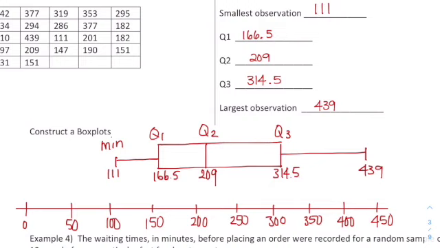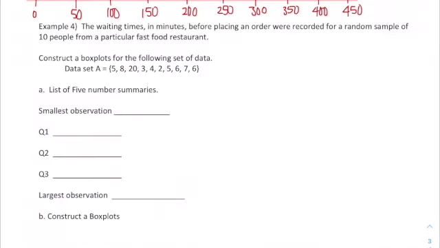Any questions, please let me know. Anything that's not clear. Please try example number 4 for yourself, okay? And then come back and check the answer with me. But let me read you the question. The waiting time in minutes before placing an order was recorded for a random sample of 10 people from a particular fast food restaurant. Construct a box plot for the following set of data. List the 5-number summary. Please use your calculator and construct a box plot.